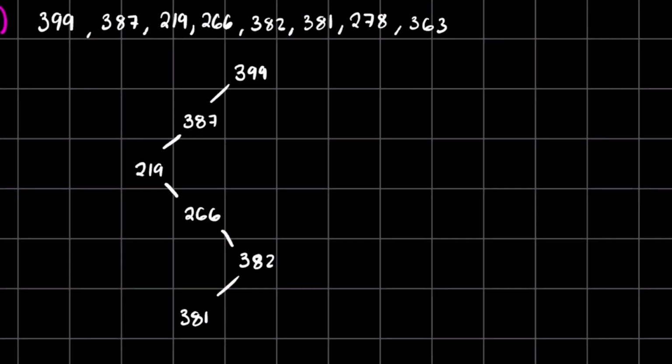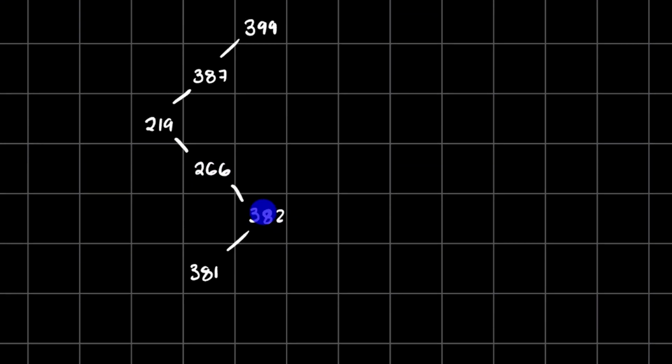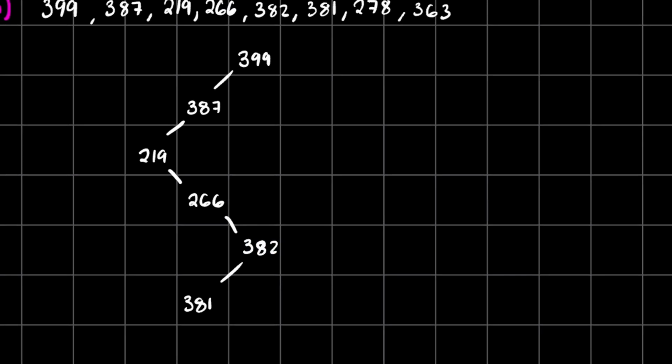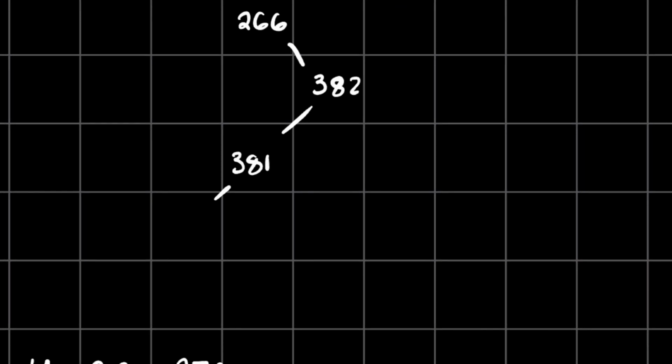Now, 278. 278 is, in fact, lower than this. So we're going to go to 387, which is lower than that. And this, which is going to be greater. So we go to here, which is greater, we go over here, right? It's greater, but over here it's going to be lower. So 381, and it's going to be lower than that as well. So 278 goes over here.